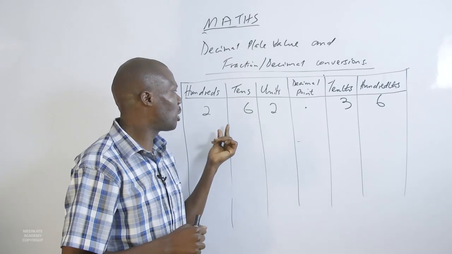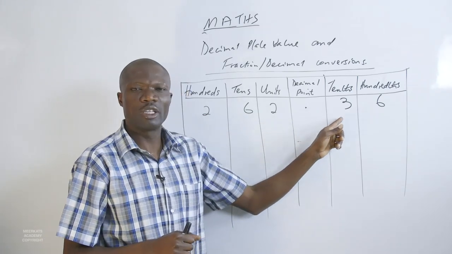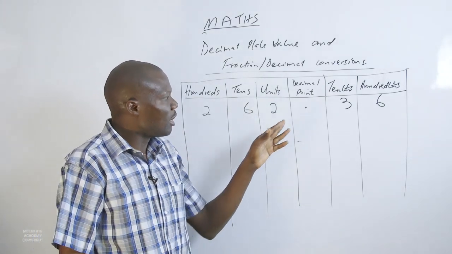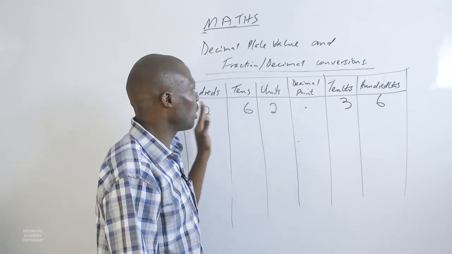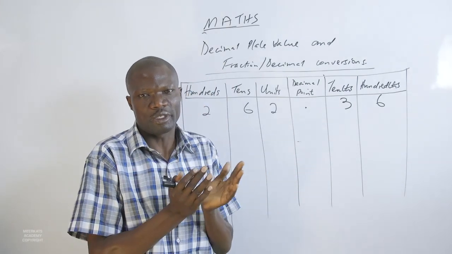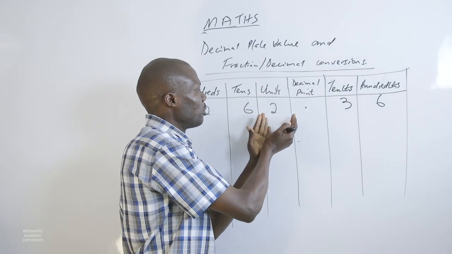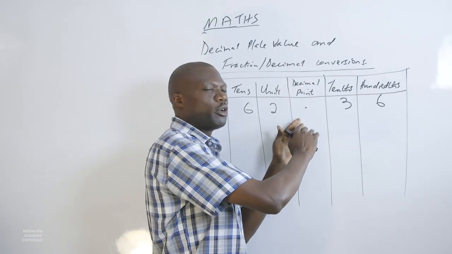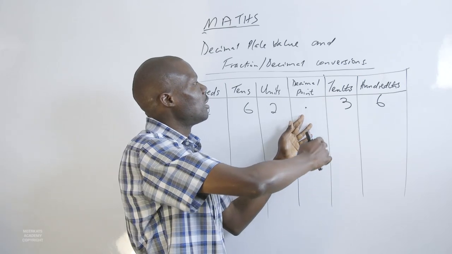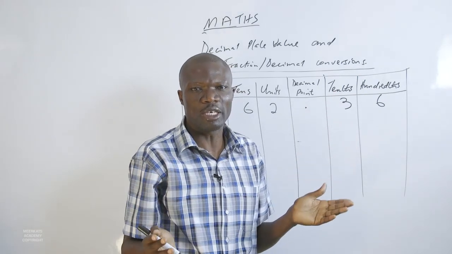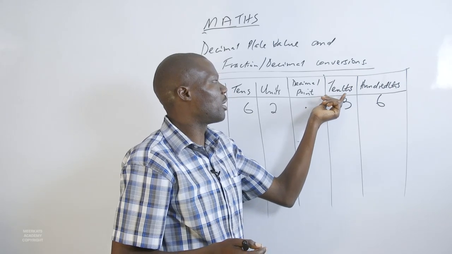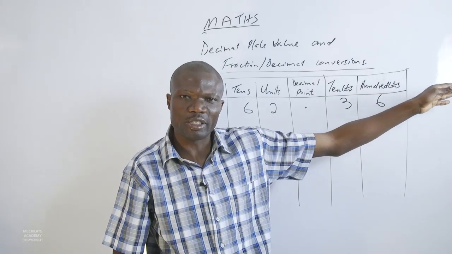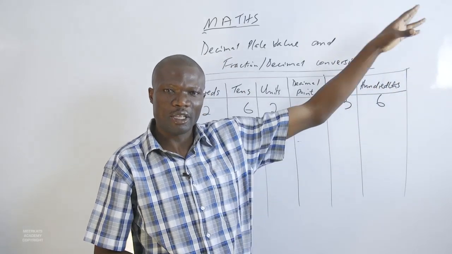This is the same as 262.36. From the decimal point on our left represents whole numbers. That is the units, the tens, and the hundreds. But from the decimal point to the right, it represents the fraction part of a decimal, which I've called tenths and then hundredths. We can move on, it is endless, thousandths, ten-thousandths, and so on.